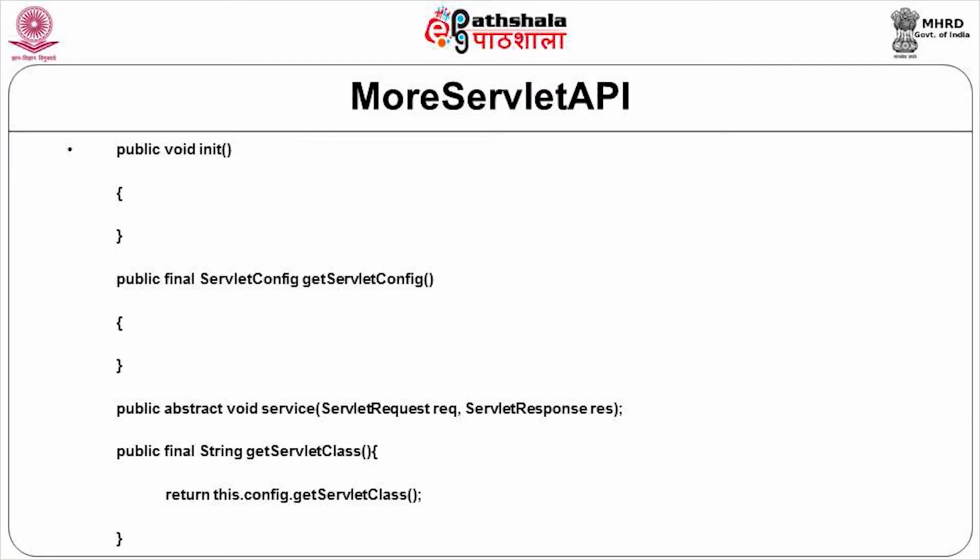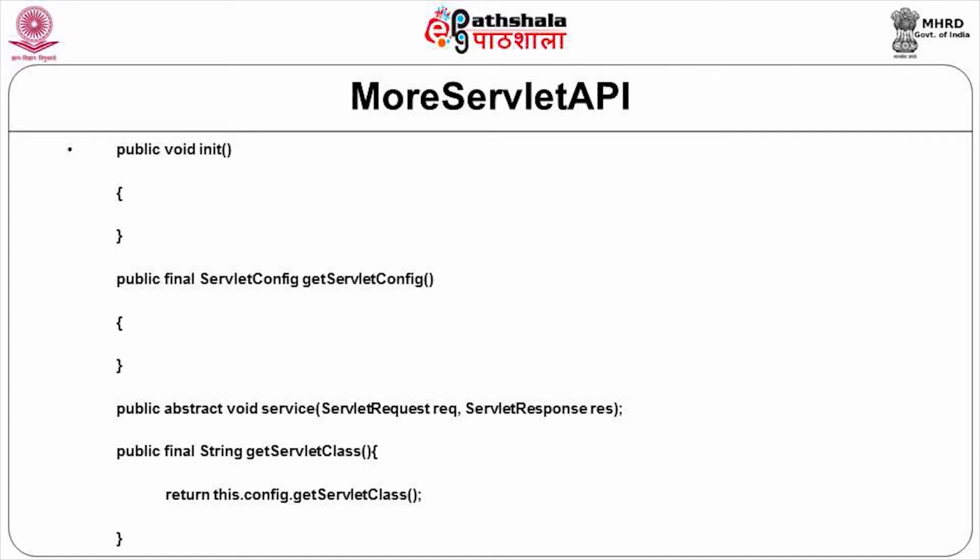We do not want someone to play around with these methods. So, all these 4 methods we can make them final, right. So, we have public final return type String, method name is getServletClass, no parameters, and what is the code here? We simply say return this.config.getServletClass. We are just forwarding it to the config object which we already have.